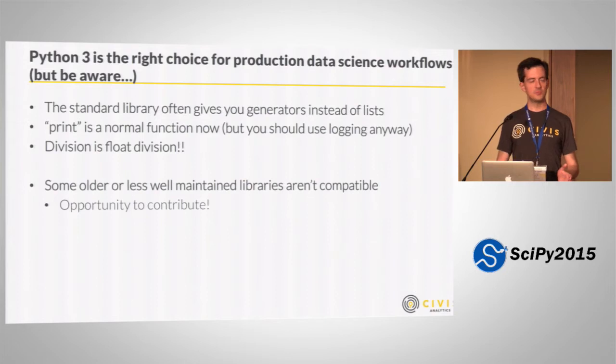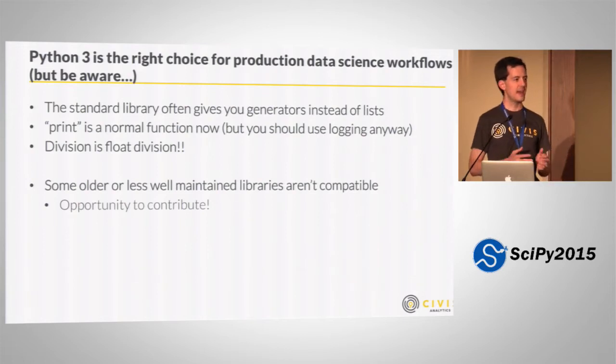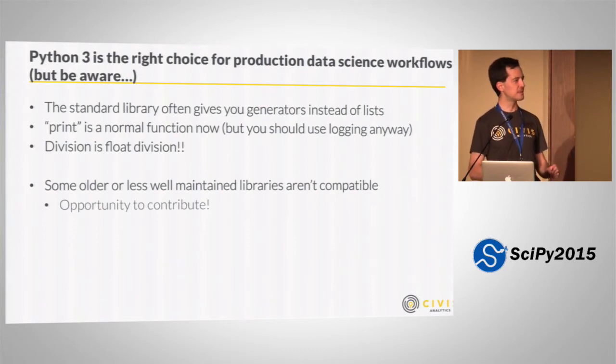If you are moving from Python 2 to Python 3, the most obvious thing is that print is now a function. You use parentheses around it. The standard library is giving you generators instead of lists in a lot of places. The one subtle gotcha, at least from my point of view, is that division is now float division. And I think this is the right thing to do, but in Python 2, if you do 2/4, you get 0. In Python 3, it's 0.5. And that leads to some subtle bugs if you're converting code. Not that this has ever happened to me, no.